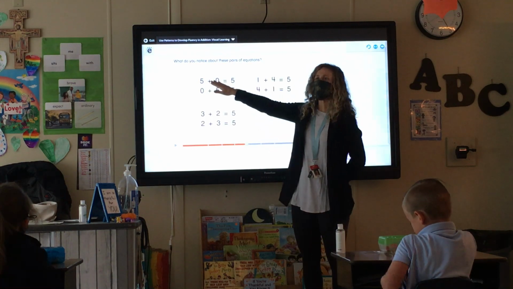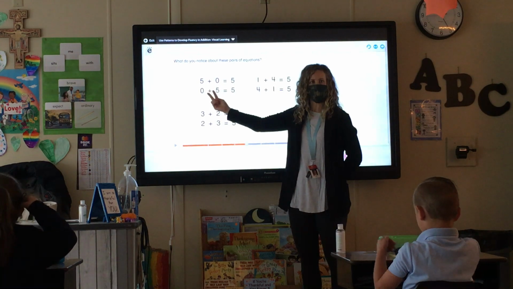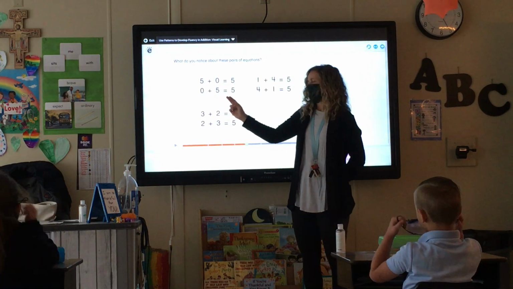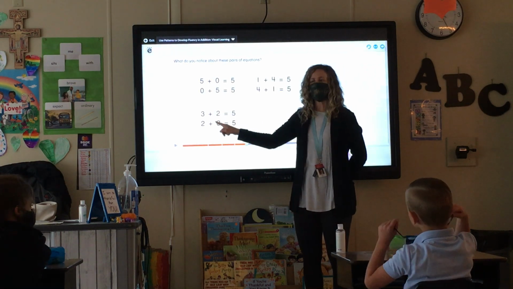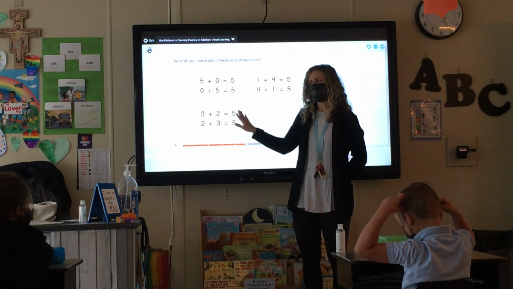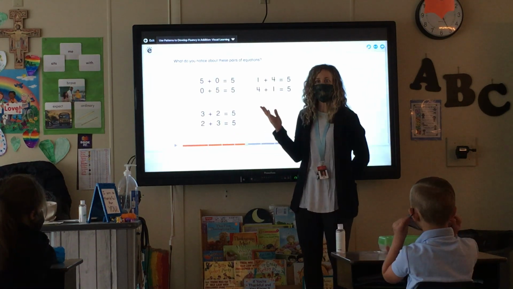Okay, so they're both using 5 plus 0. But here, look at it, they just flipped it. And they switched the numbers, the order. 0 plus 5. Okay, same thing down here. 3 plus 2 equals 5. 2 plus 3 equals 5. What do you notice? What did they do here? Juliana? Switched it up. They switched the numbers, all right?